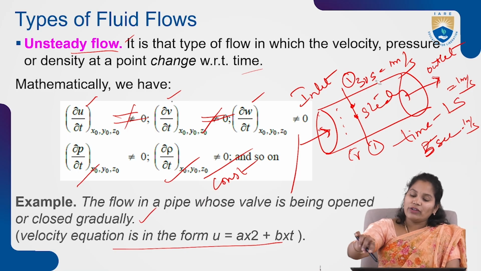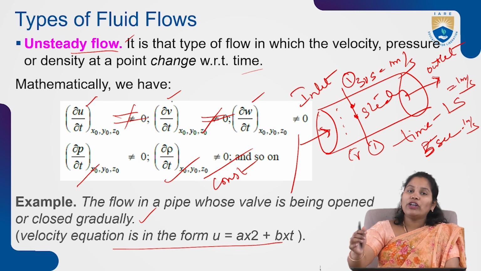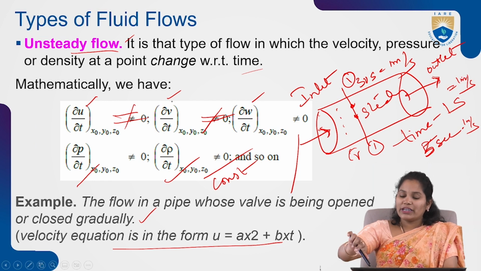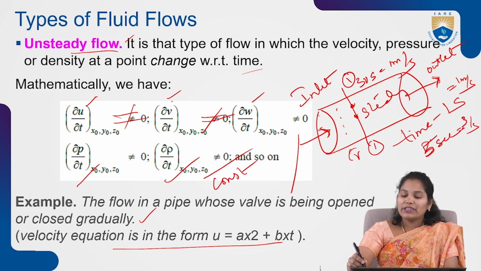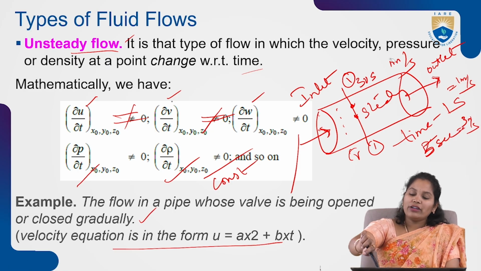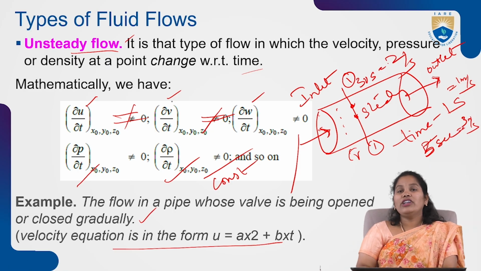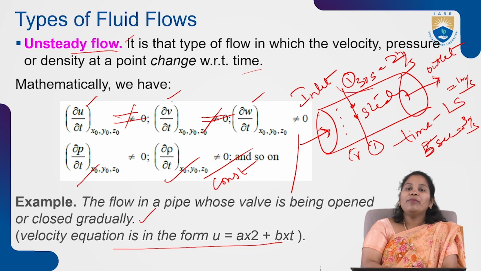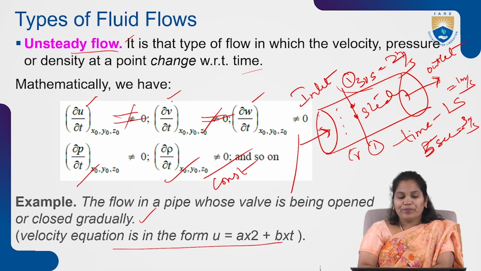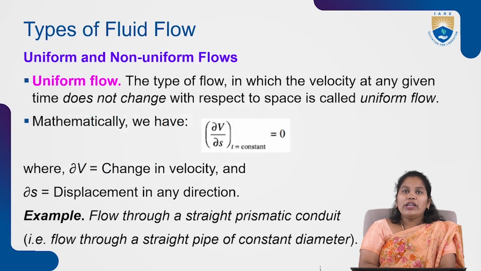But in unsteady flow, when you take it at 1 second, it is 1 meter per second. When you take it at 5 seconds, it is 3 meter per second. And if you take it here, it is 2 meter per second. Means continuously we are seeing change in velocity with respect to time. Then this type of flow is your unsteady flow, right? Next are uniform flow and non-uniform flow.